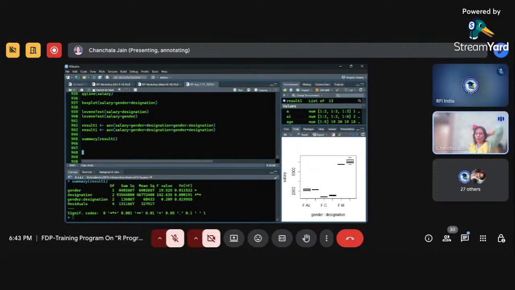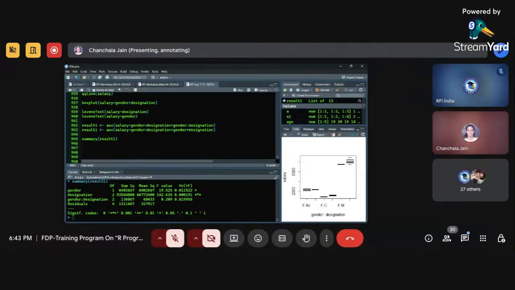Out of 3, only 2 P values are significant. That way we can say that salary has a significant difference because of gender and the designation. But when you are considering gender and designation together, meaning female is a manager and male is a manager, in that case you are not finding the significant difference.